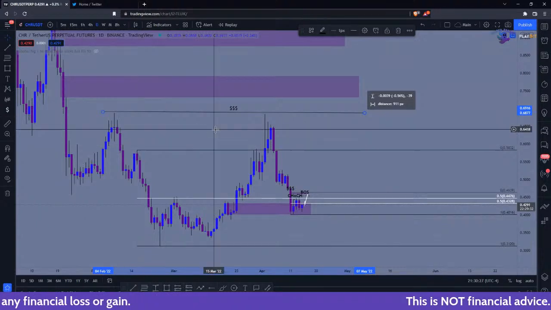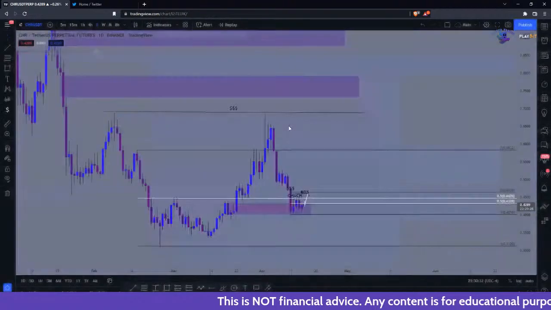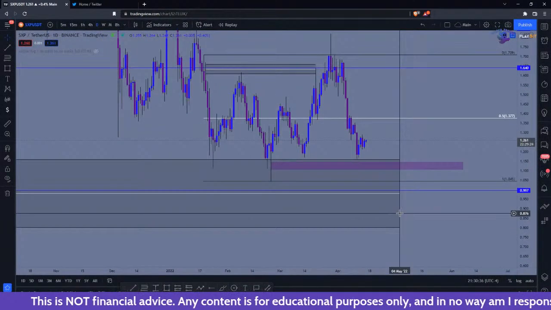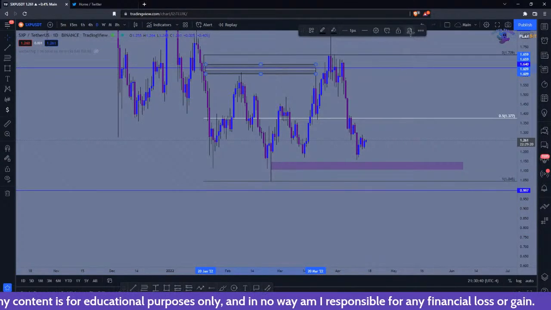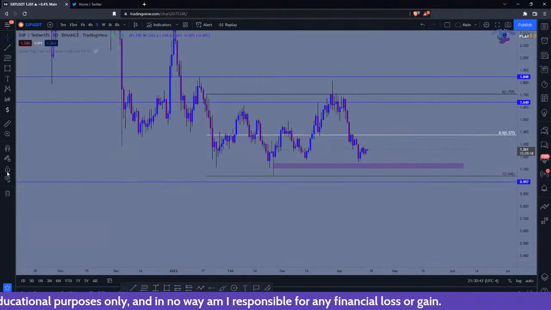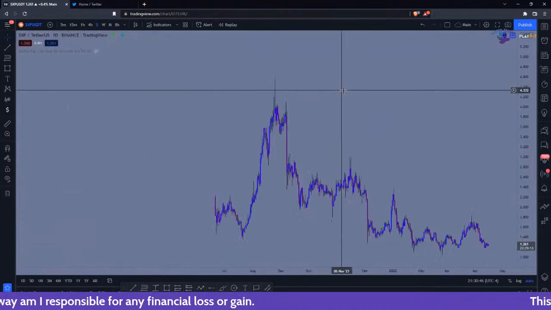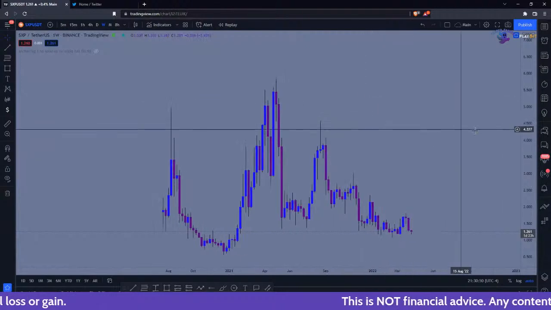SXP, I got you. I charted this already. Whenever I change up the aesthetics of my chart, I just want to delete everything, which I'm about to do with this. So SXP, it's got enough data where I almost want to look at it on the weekly.